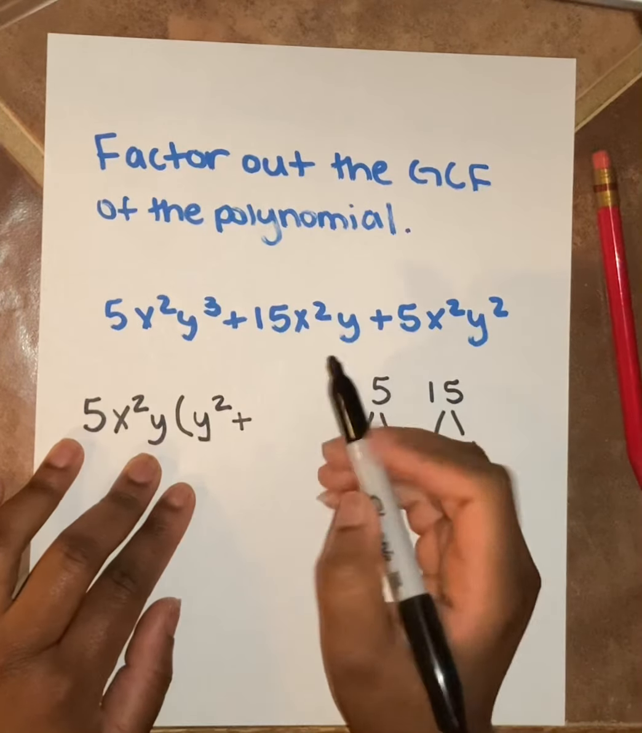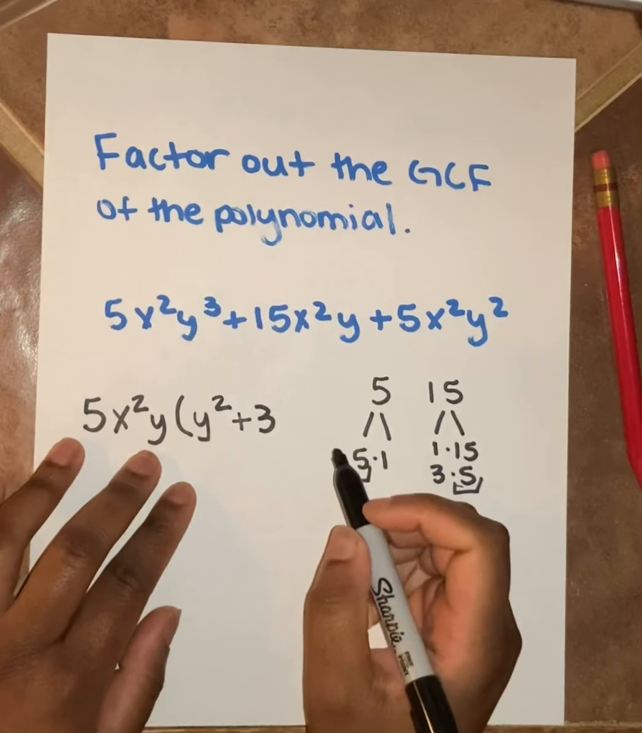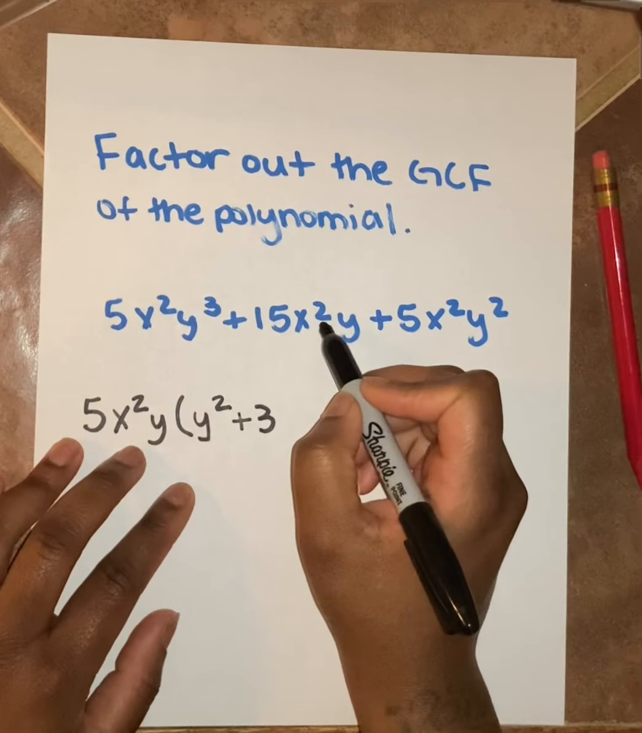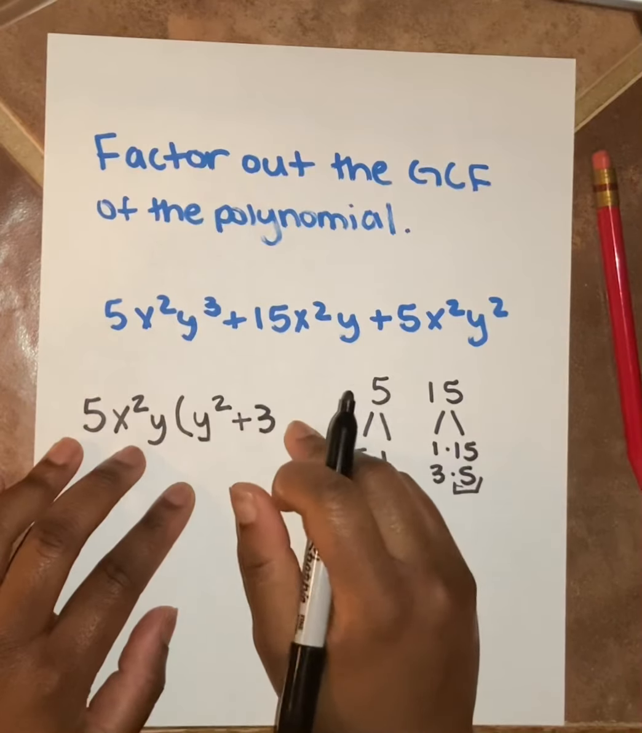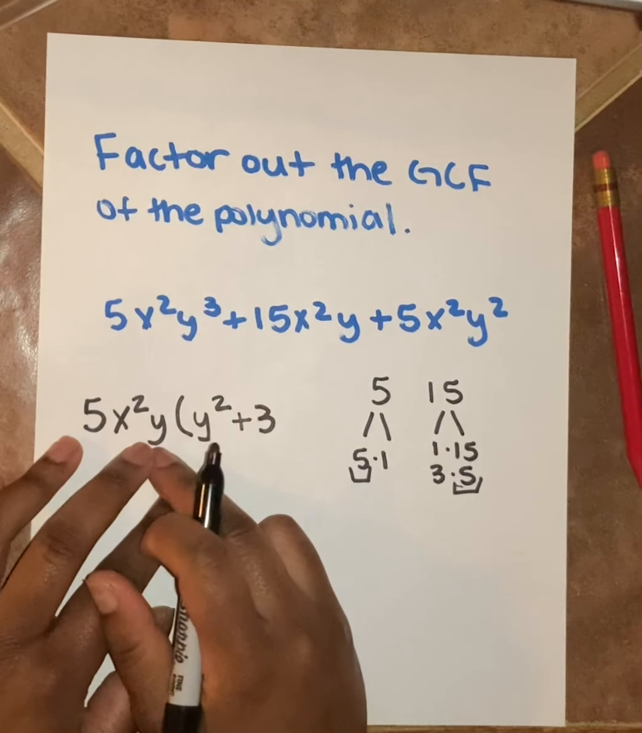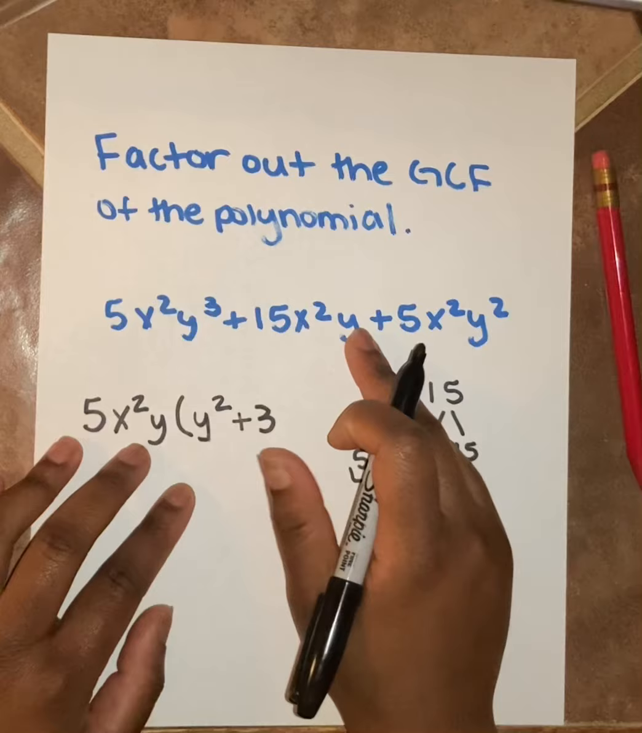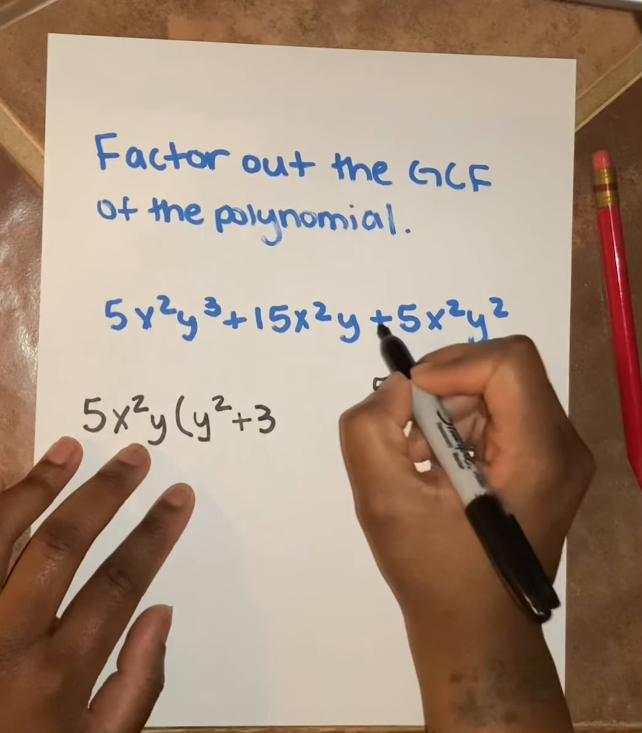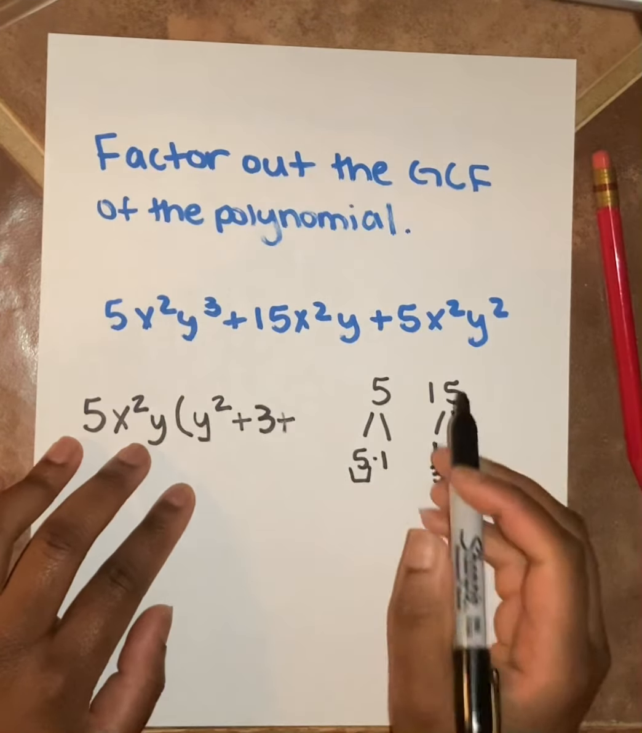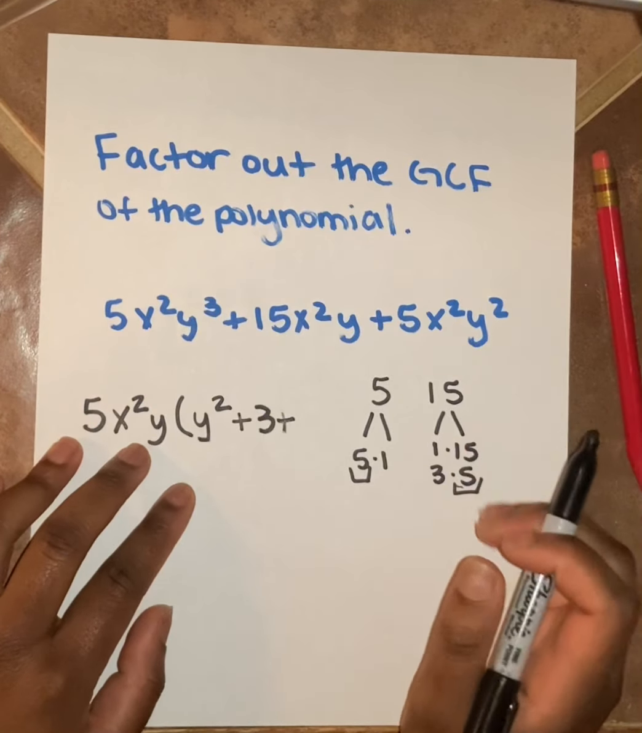So 5 goes into 15 3 times. And we have an x squared here, so we don't have to include that in the parentheses. And we have a y that's present in our GCF, so we don't have to include that either. So we can bring down our addition sign and start on the last term of our polynomial.